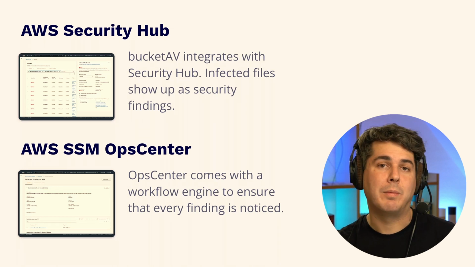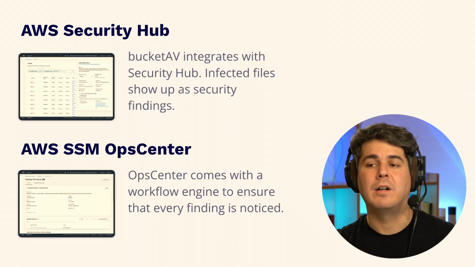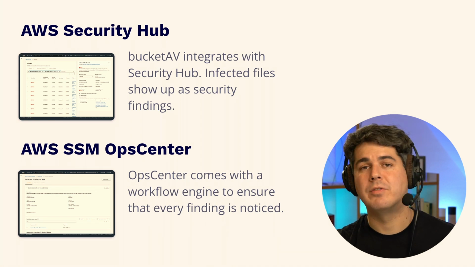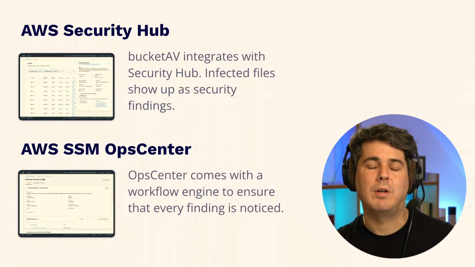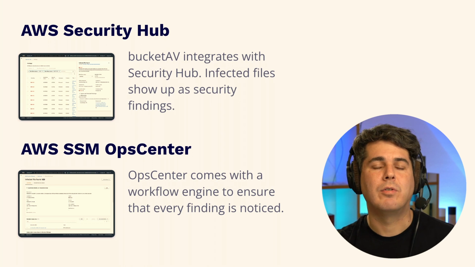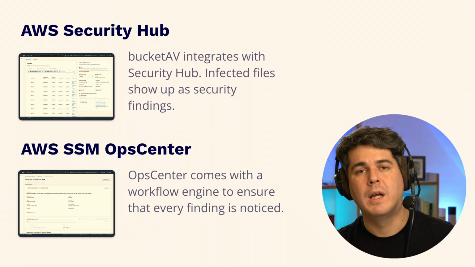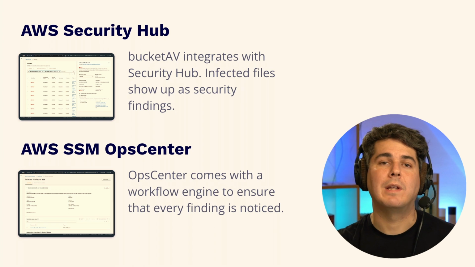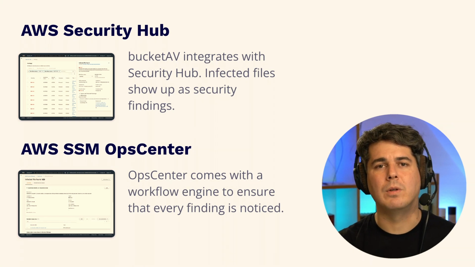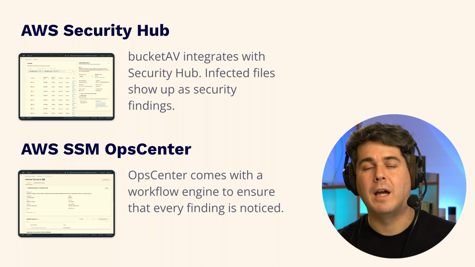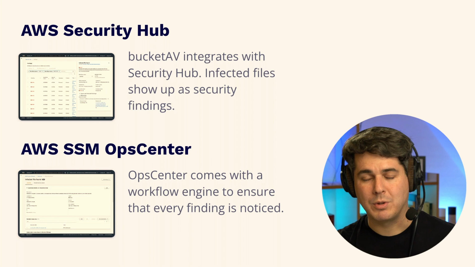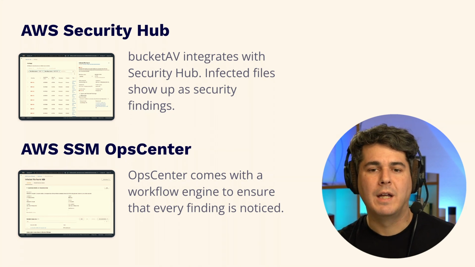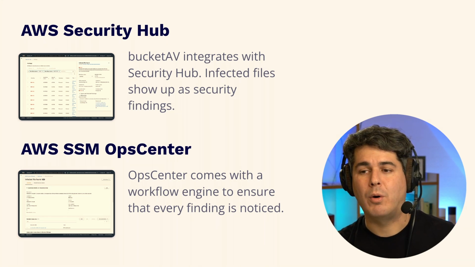We also integrate with common AWS services where findings are aggregated. For example, we can publish findings to Security Hub. We can also publish them to SSM Ops Center. Those are centralized solutions by AWS where it is maybe easier for an ops team or a SecOps team to see what's going on, not only inside your S3 buckets, but across all AWS services that take care of security, such as GuardDuty, Security Hub itself, Inspector, and so on and so forth.